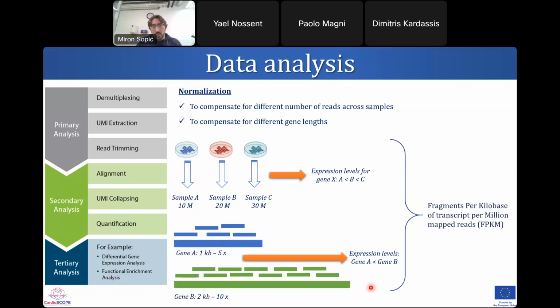So to cut a long story short, most of the time when we do the normalization, we basically express our results as fragments per kilobase of transcript per million mapped reads.